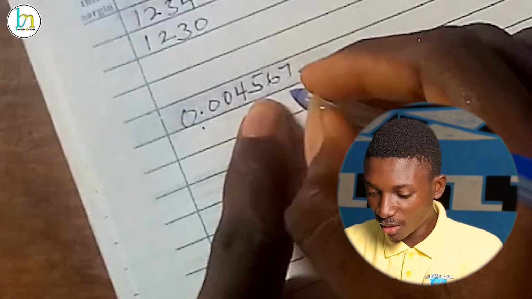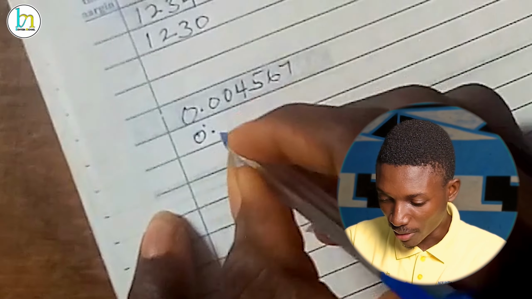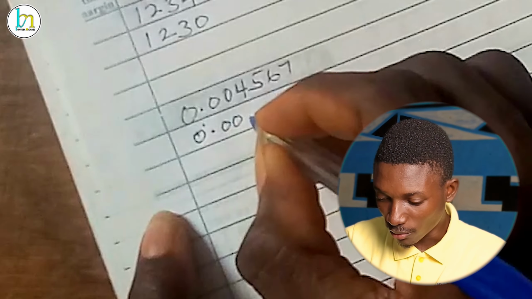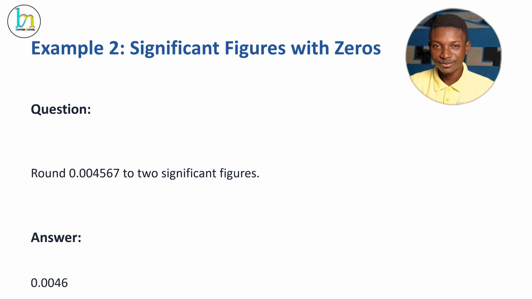Okay. So now this is what I'm going to do. Our final answer will be 0.0046. Good. We have 0.0046. Very, very simple. So now these are some examples that you have gone through. And if you have any question, do not forget to leave that in the comment section, and I'll be glad to answer you. Very good.